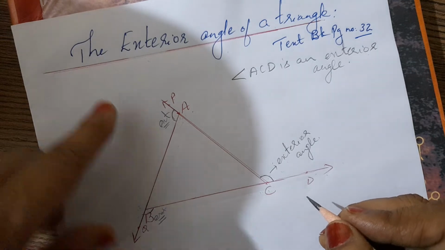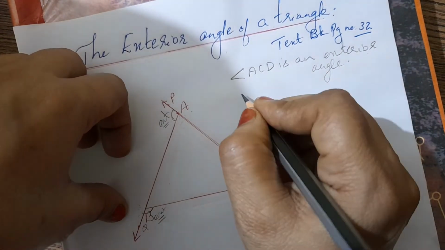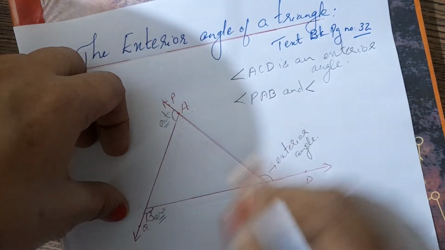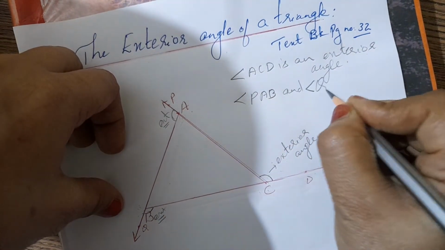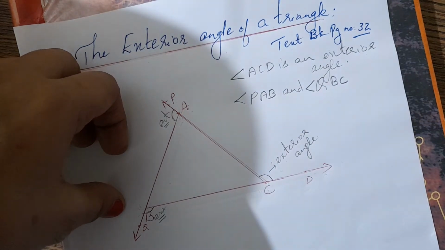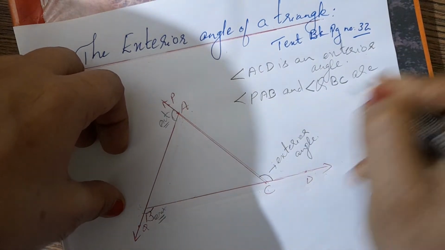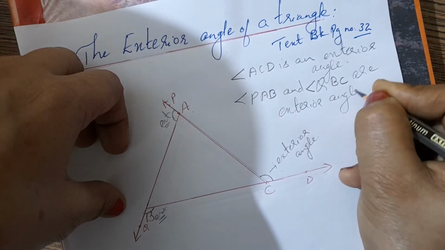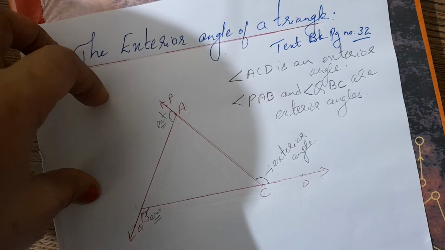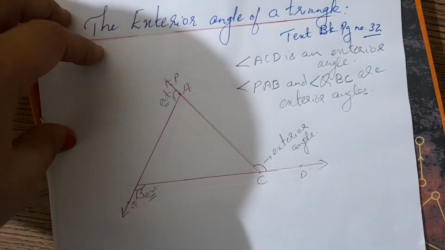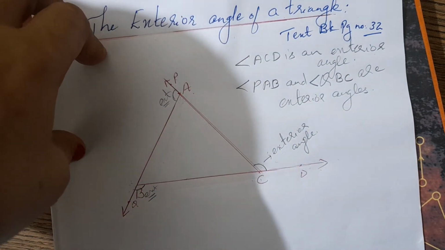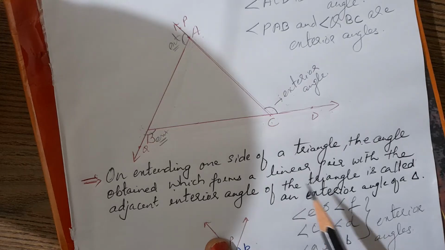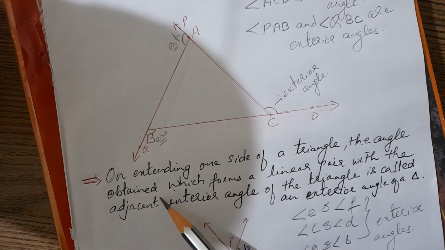Also we are getting angle PAB and angle QBC, which are exterior angles, right? Now ACD is an exterior angle, PAB and QBC are exterior angles. Now let us see the definition which is given in your textbook, page number 32.